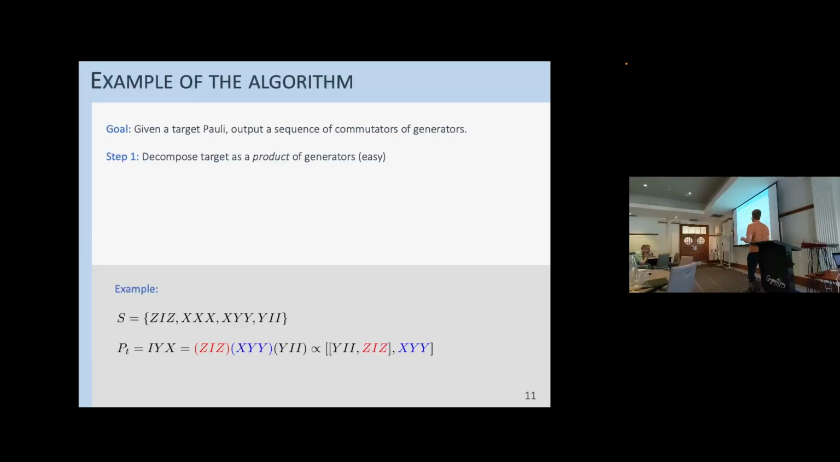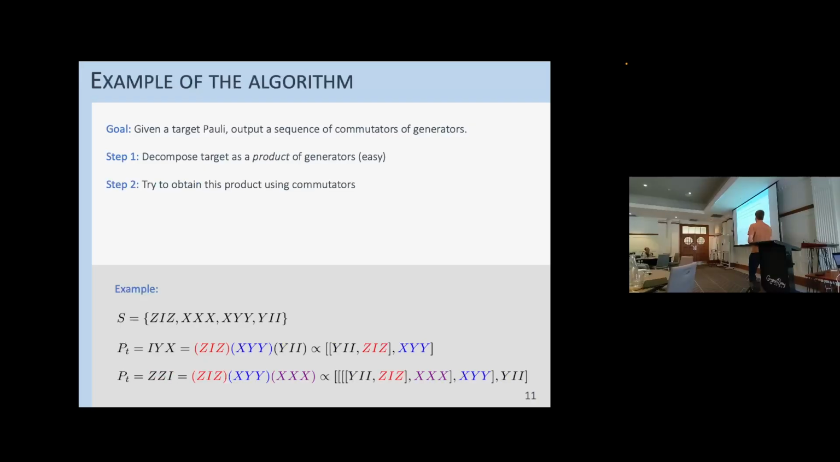If this was all you ever had to do, the problem wouldn't be that hard. But you can prove that you have to do something more sometimes, which is, let's take now ZZI as my target. And so again, you can see it's the product of these three polys, but you can see all these polys pairwise commute. And so there's no commutators I can take. So it's like, well, how am I going to stick these together? Because all my commutators will be 0.